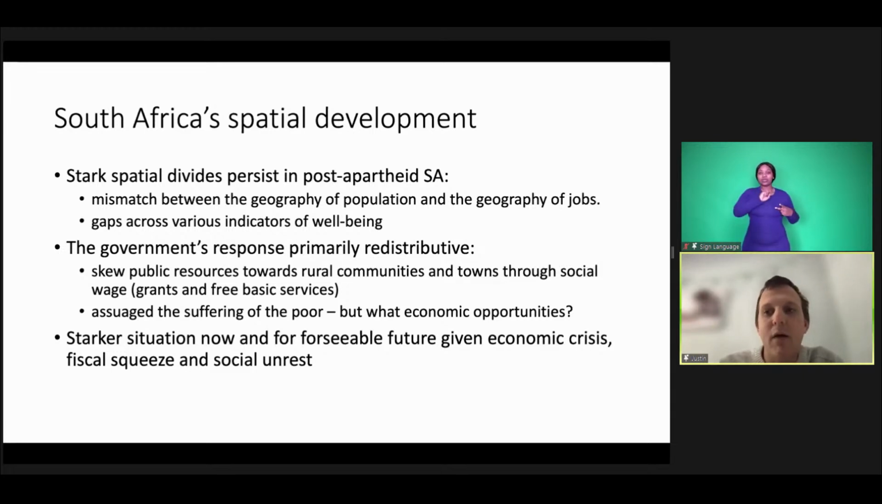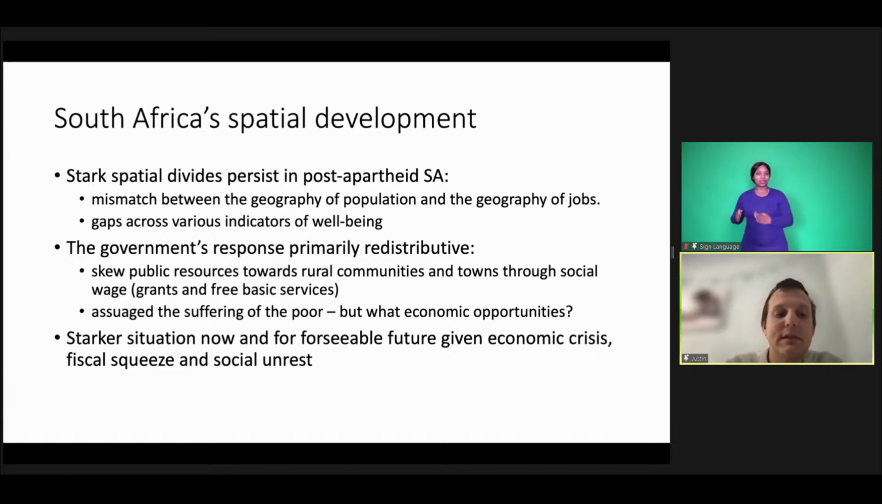One important way in which this comes through is in terms of the economy. We find that there is still today a mismatch between the spread of the population and the spread of jobs. The government's response so far has been primarily redistributive. The fiscal system is progressive, and it skews public resources towards these rural communities and towns, mainly through social grants and other free basic services.